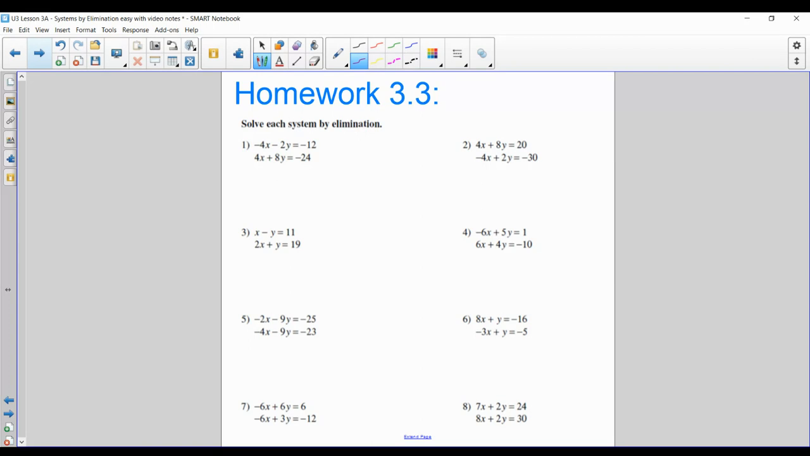You're going to be working on some problems that are elimination for our homework. And again, make sure when you're doing the homework, you have to find both x and y. All right.